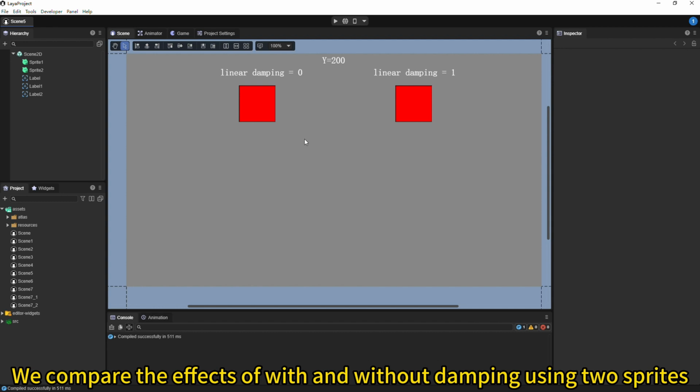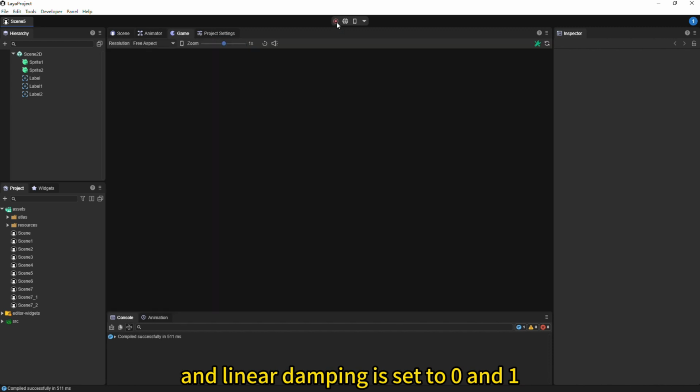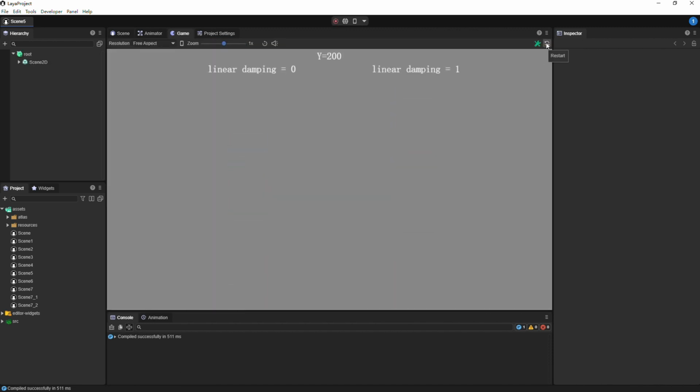We compare the effects of with and without damping using 2 sprites. Both are set with a linear velocity of 200 in the vertical direction, and linear damping is set to 0 and 1. Run to see the effect.